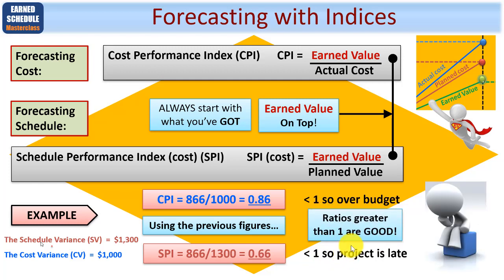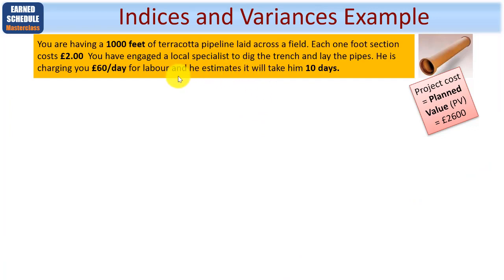Remember that ratios greater than 1 are good. Less than 1 in this case shows you bad news. Here's another example, and I've actually stated it here.